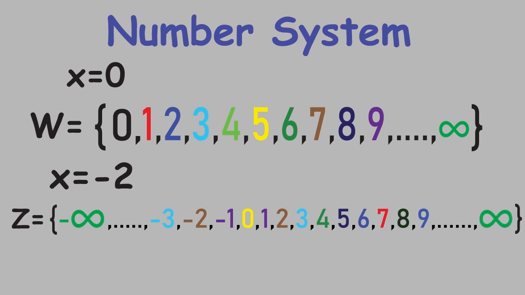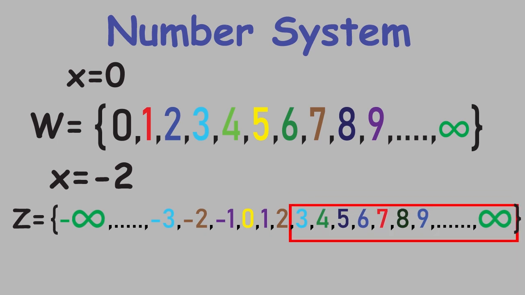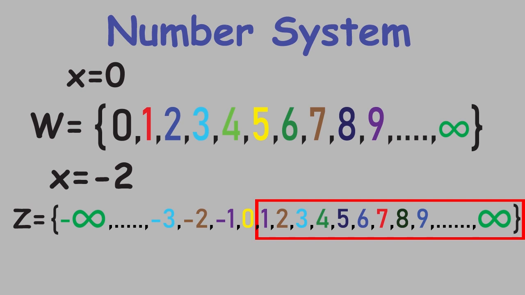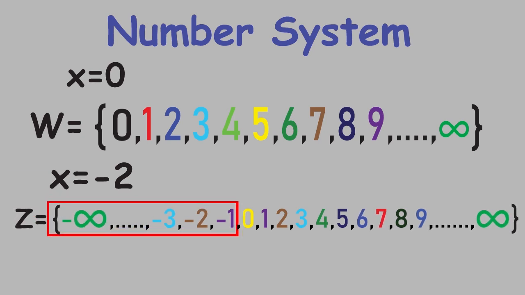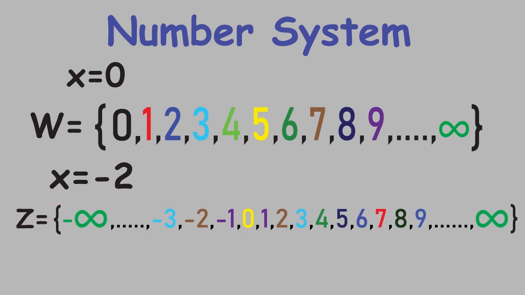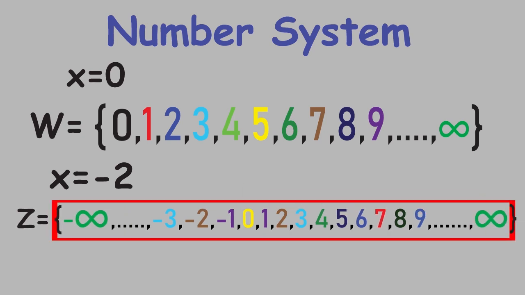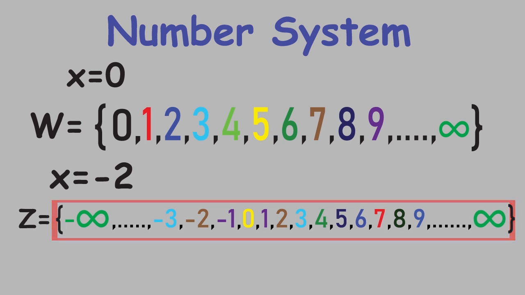Students, remember, if you are asked to write the positive integers, then write the integers from positive 1 to positive infinity. If you are asked to write the negative integers, then write the integers from minus 1 to minus infinity. And if you are asked to write integers only, then include the 0 with the positive and the negative integers and write the integer set from minus infinity to infinity.